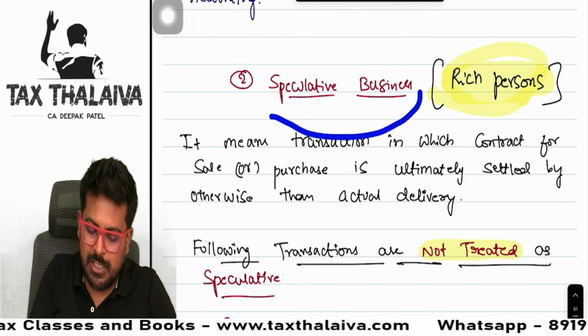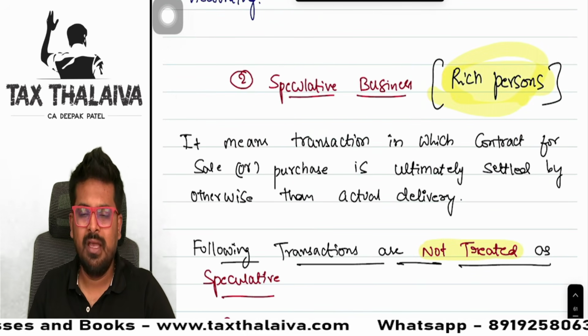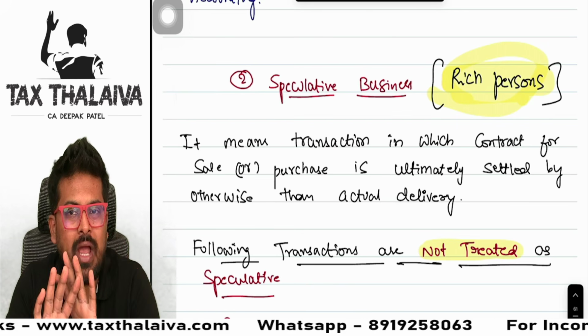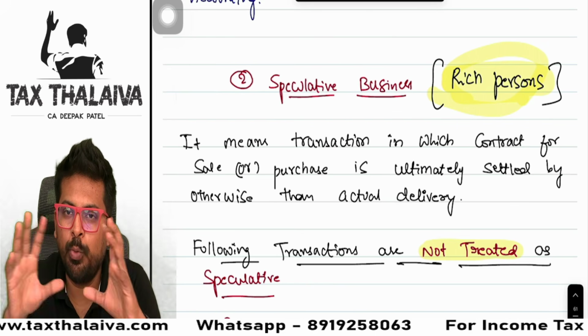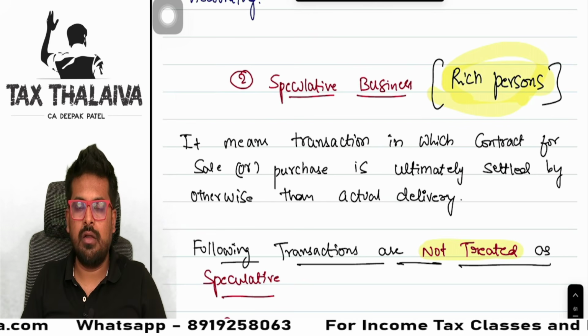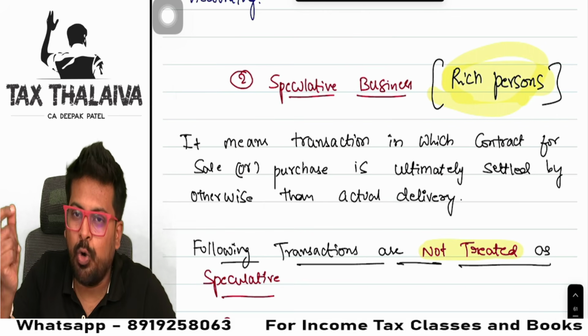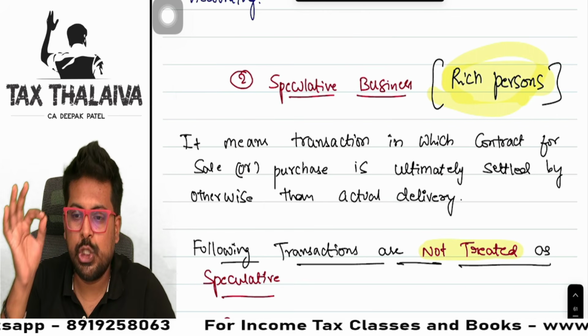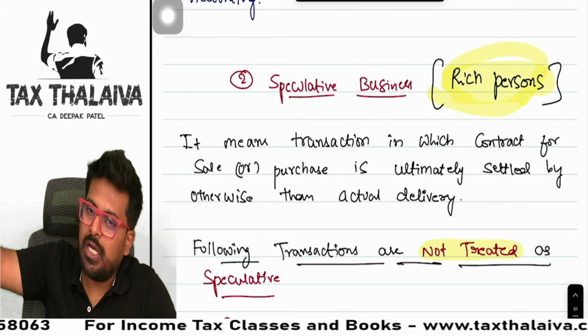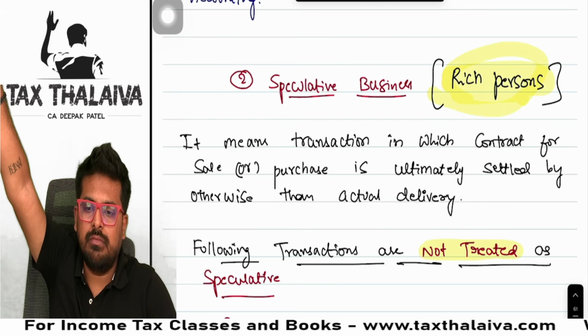Now, there is something called speculative business in your PGBP. Speculation means very simple, guys. You bet on the price. There is no actual delivery. Let's say, for example, you book 100 kgs of gold. Actually, you are not getting 100 kgs of gold here, but you are just booking the 100 kg of gold virtually at a particular price, and virtually you will sell that.